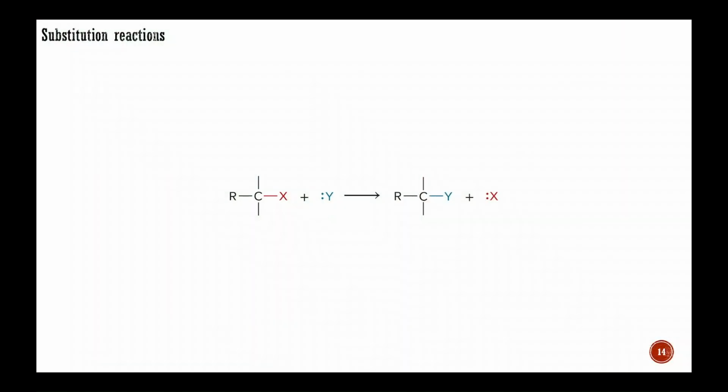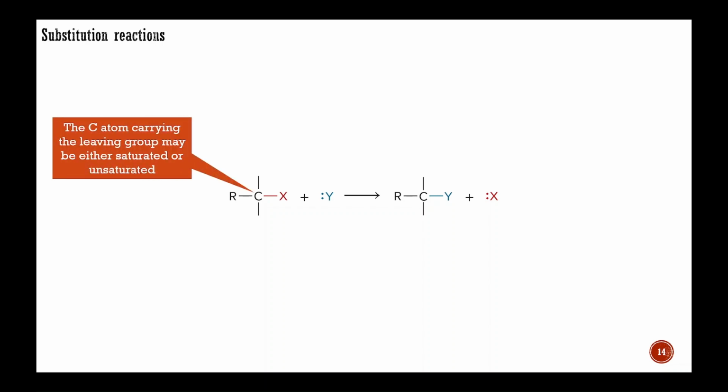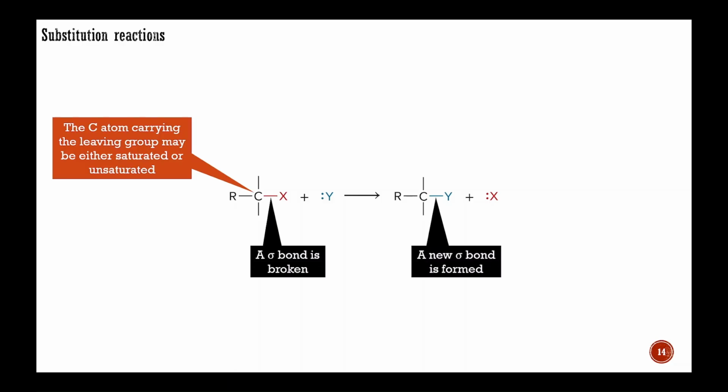A substitution reaction occurs when an atom, or a group, in one reactant replaces a group attached to a carbon in the other reactant. In substitution reactions, the carbon atom carrying the leaving group may be either saturated or unsaturated. In these reactions, a sigma bond is broken and a new sigma bond is formed. The leaving group or the atoms that are eliminated can vary, but they are generally not carbon.